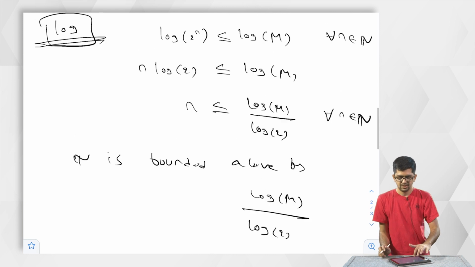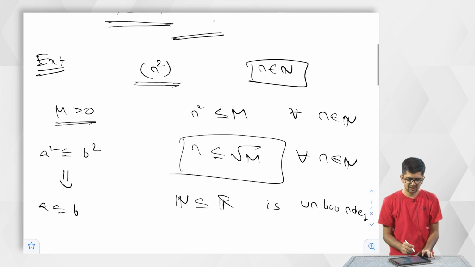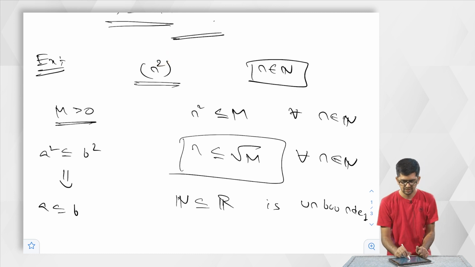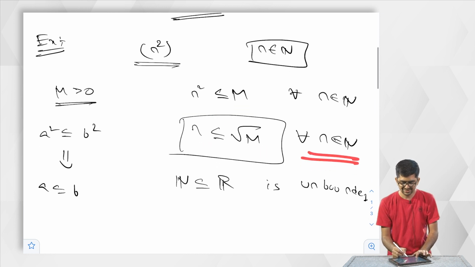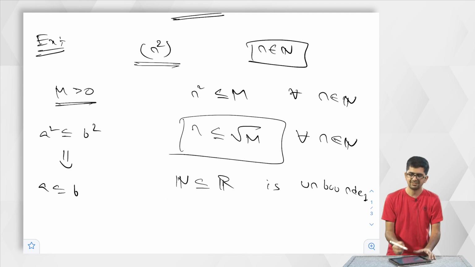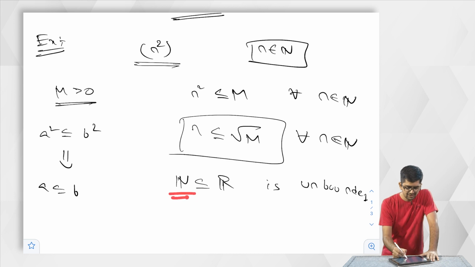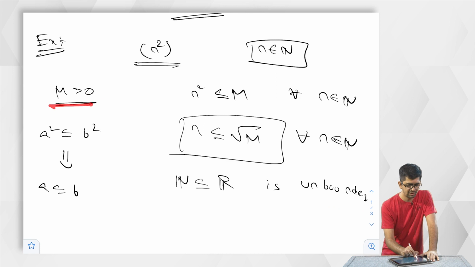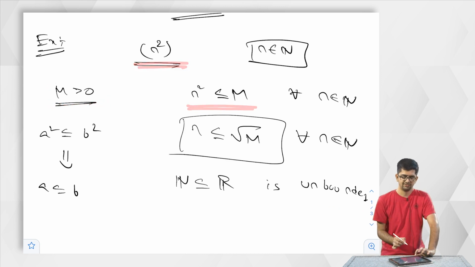See, observe the difference. In the first example, it was almost straightforward. There is just a power 2. So, we have taken square root on both sides, and this implies n is less than or equal to m for every n belongs to N. This says that the set N is a bounded subset of R. We have seen before that this N is unbounded. So, this is a contradiction. There can be no m positive with this property. So, this is an unbounded sequence.